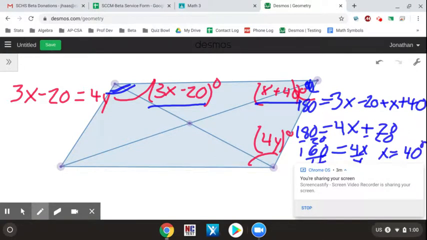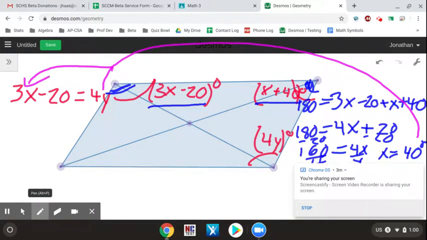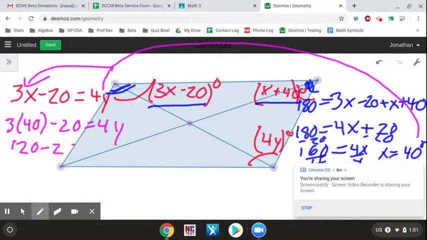So that tells me what x is, but it does not take care of y, and I needed to solve for both variables. I know what x is. To find out what y is, I'm going to take this 40 degrees and substitute it all the way over here where x is. So I'm going to have 3 times 40 minus 20 equals 4y. By substituting in for x, I've gotten rid of one of my variables, so I can simplify now. 120 minus 20, which turns out to be 100, is equal to 4y. So I divide by 4, and my answer here is y equals 25.